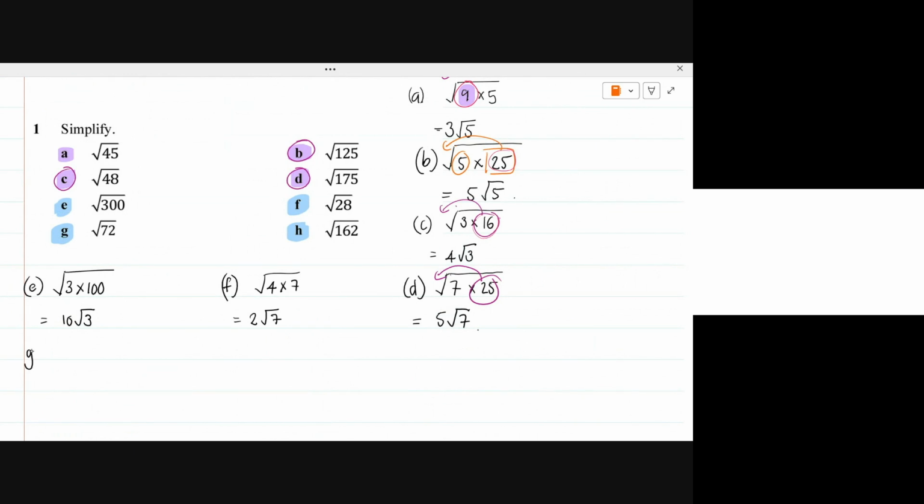Okay, so for G, 72 can be rewritten as 2 times 36. And I know that 36 is a perfect square. The square root of 36 is 6, and our surd is root 2. And for H, I know that 162 can be rewritten as 2 times 81. 81 is a perfect square, so that's just going to be 9 root 2. And there are the answers that we get.